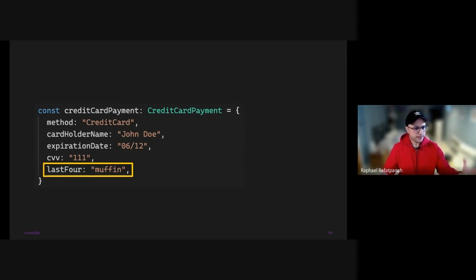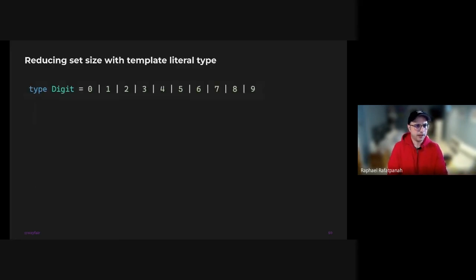So can we say that this is the set of, can we make a new type to say this is the set of values we are allowing? Well, in TypeScript, we have this feature called template literal types. And what it gives us is the ability to do exactly that.